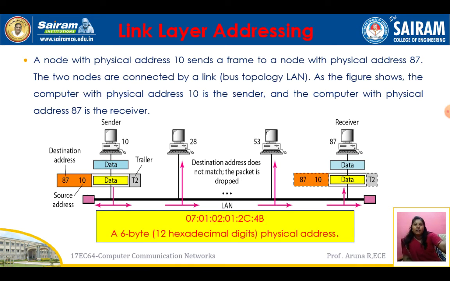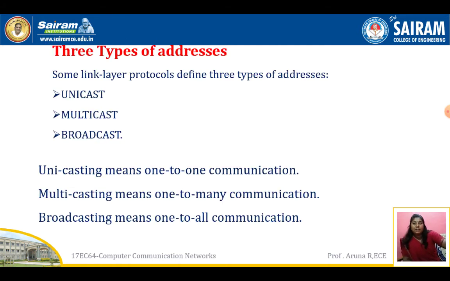So this addressing we have already seen in the previous topic, link layer addressing. Whatever we have seen as the physical layer address will be changed to the link layer address. The link layer address is nothing but your link address, that is the IP address, which we are going to see. In this example you can see the link layer address. Here you have a destination address as 87 and the source address as 10. This same example we had already seen in the previous part.